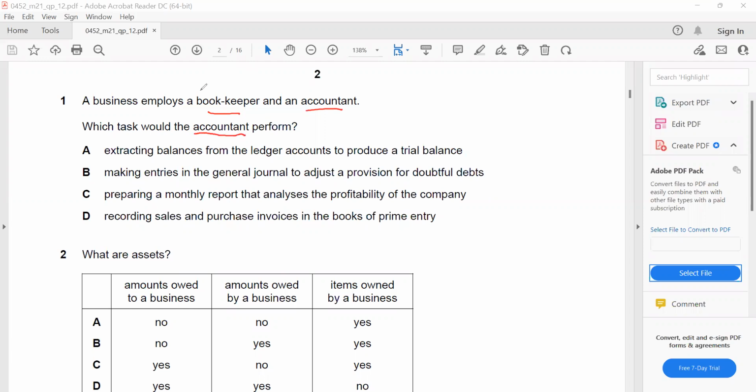So for the bookkeeper, basically the key thing is the recording. Whereas the accountant uses the detailed recording from the bookkeeper to prepare the financial statements and do the analysis, so that it is provided to the management for the result. So here, what is the job that needs to be performed by the accountant?